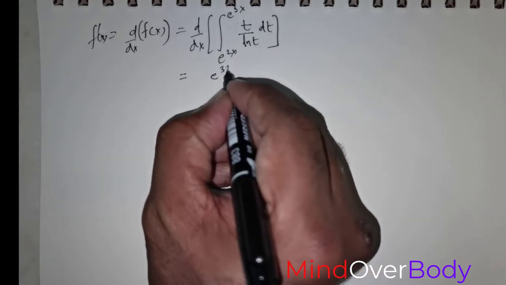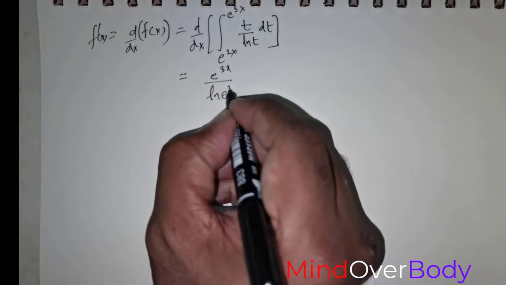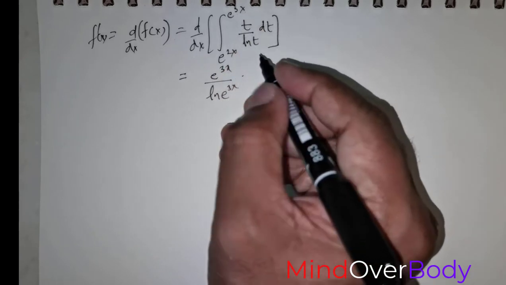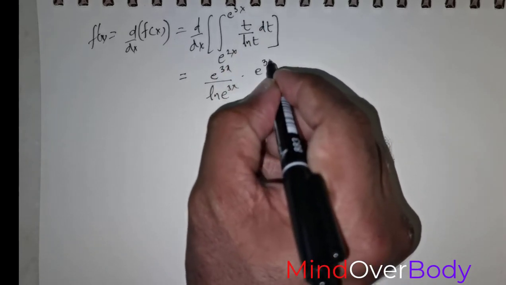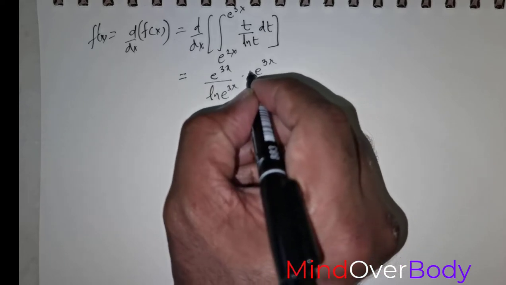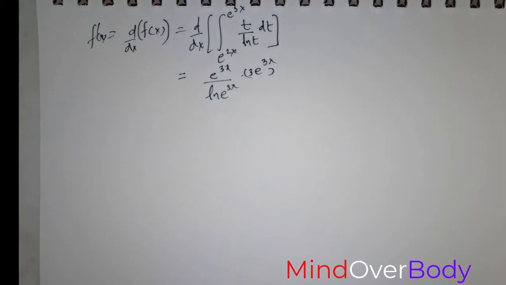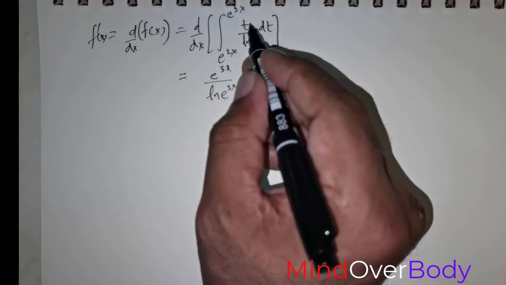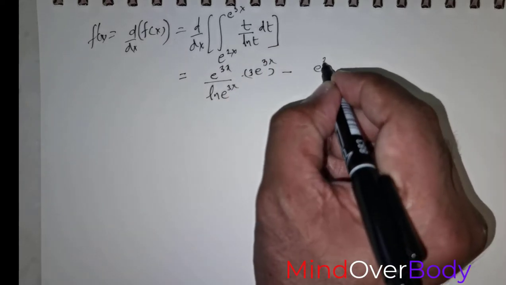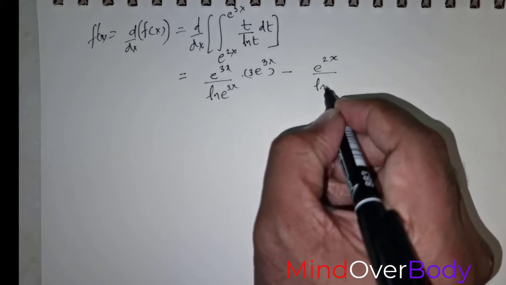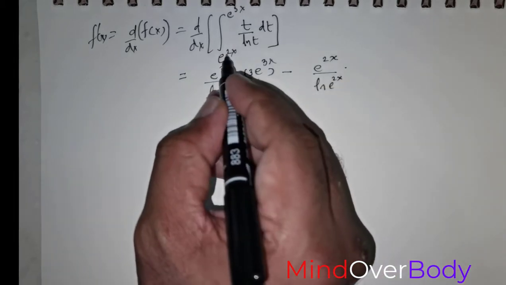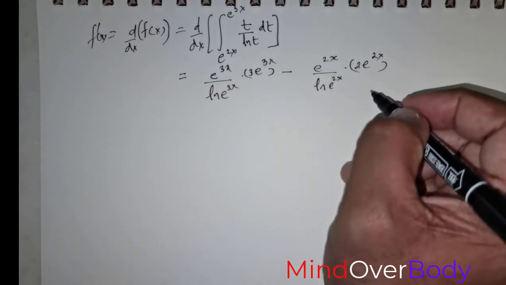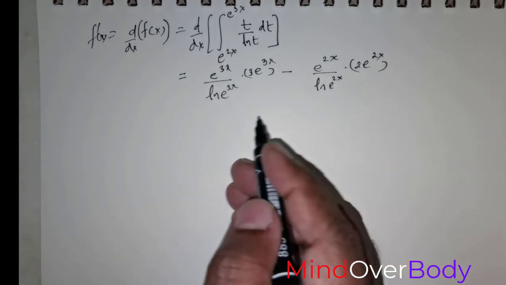So this is going to be e^(3x) divided by ln e^(3x) times the differentiation of e^(3x). So that's going to be e^(3x). The coefficient of x is 3, so we place that there, right? And this has to be followed with substituting e^(2x) in place of t. So this is going to be e^(2x) divided by ln e^(2x) times the differentiation of e^(2x). That's going to be e^(2x). The coefficient of x is 2. So that's the way we place the quantities.